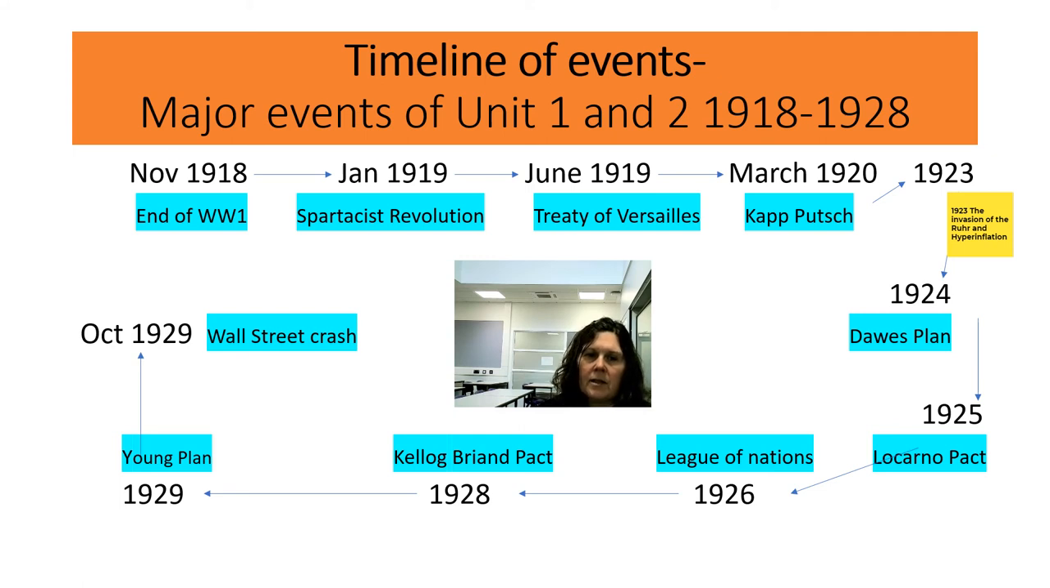And that recovery is a lot to do with the work of Stresemann, and you've got then the chain of events, if you like, of problem solving, ranging from the Dawes Plan right up to the Young Plan, to the Locarno Pact, to the Kellogg-Briand Pact, to the League of Nations. So you've got a mix here of improving the economy and improving relations with other countries. Unfortunately, things come to a crashing, literally a crashing end in October 1929 with the Wall Street crash.